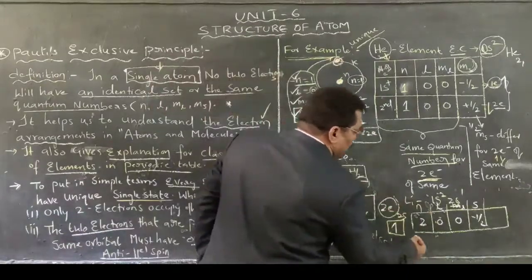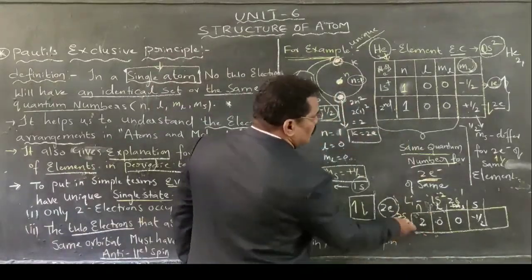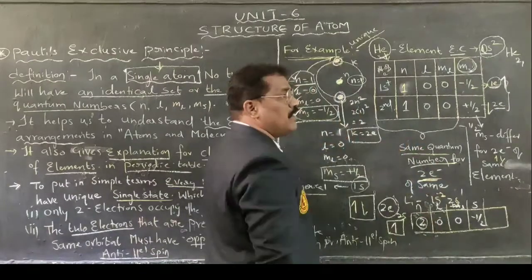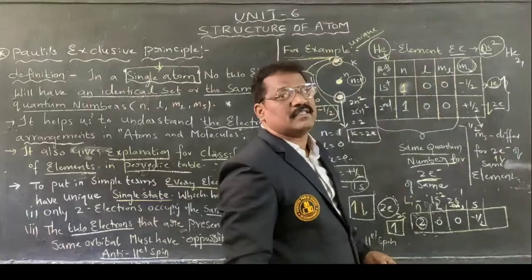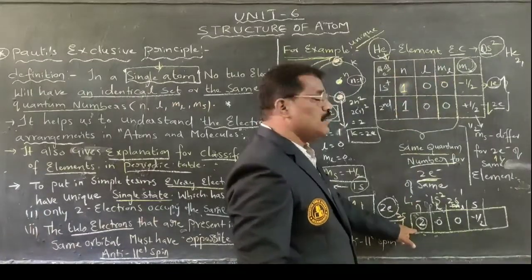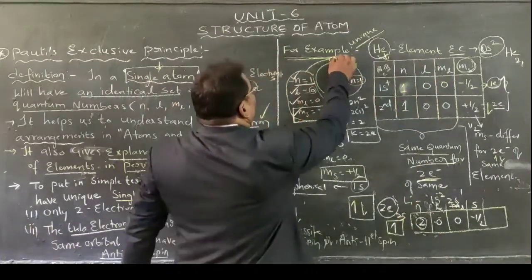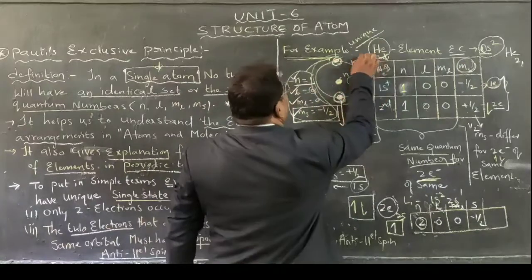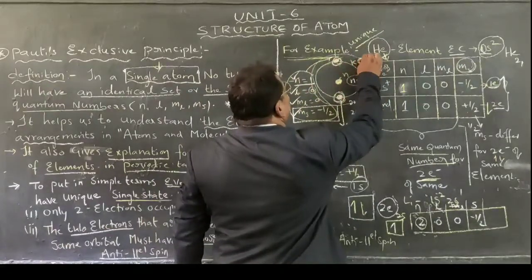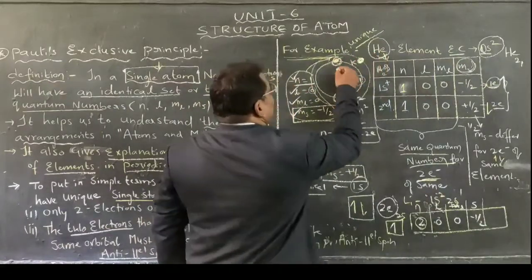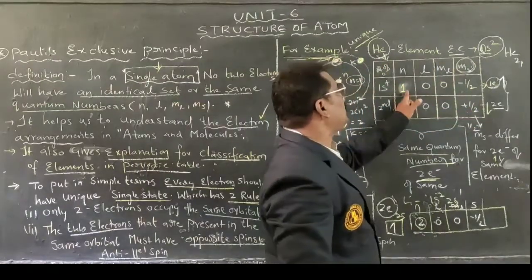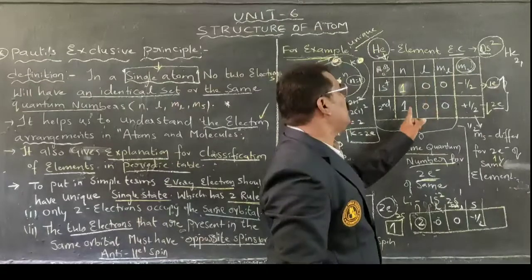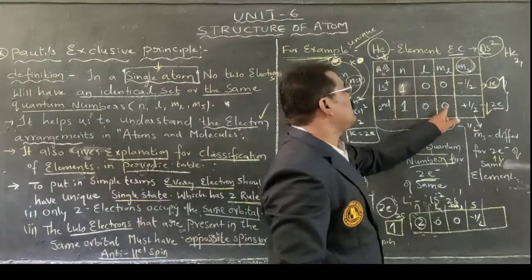Similarly, if we go for lithium, n is equal to 2. These two, l and ml, remain the same, but n is varied. Why? One more shell is added here, so the electron cannot exist in the same set. For these two electrons, I have arranged minus half and plus half, with n equal to 1, l equal to 0, ml equal to 0, plus half.